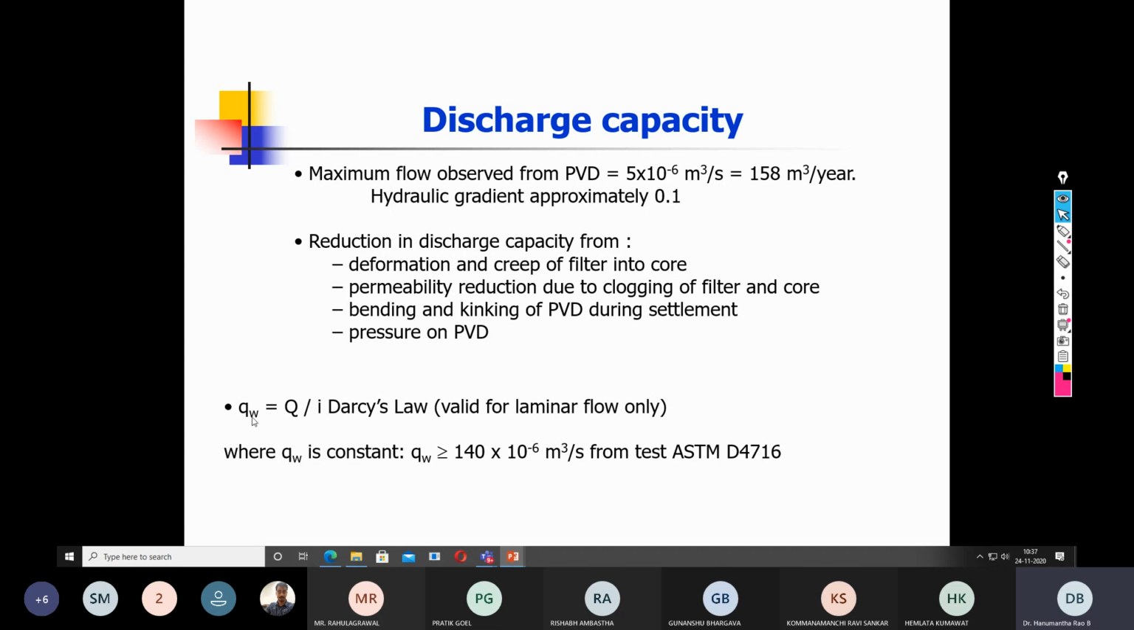And how to calculate the discharge? That is volume by hydraulic gradient. This is Darcy's law, and the value of Q dash should be greater than 140 as per the ASTM code. The minimum discharge should be greater than 140 into 10 power minus 6 cubic meter per second. This has to be measured for the PVD. This is the discharge capacity of the PVD. If it is below this, that PVD should be discarded.